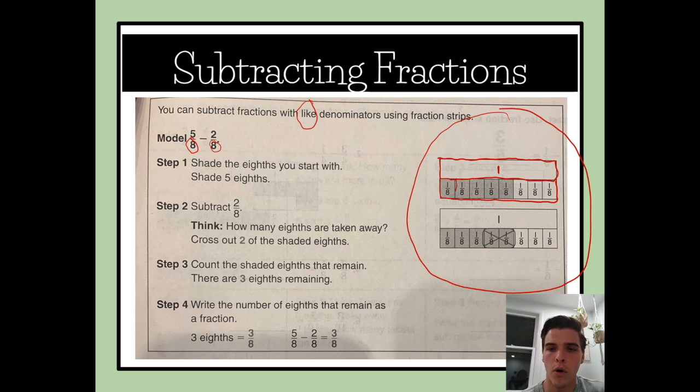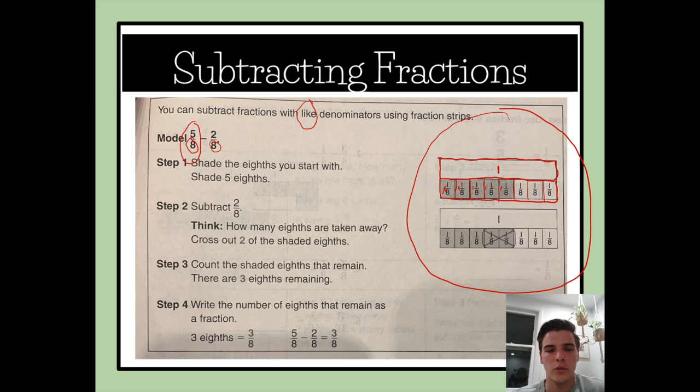So ready? 1, 2, 3, 4, 5, 6, 7. So now I have 1, 2, 3, 4, 5, 6, 7, 8 eighths. But I'm only shading 5/8 because I started, remember, with 5/8. So I'm shading 1, 2, 3, 4, 5/8.